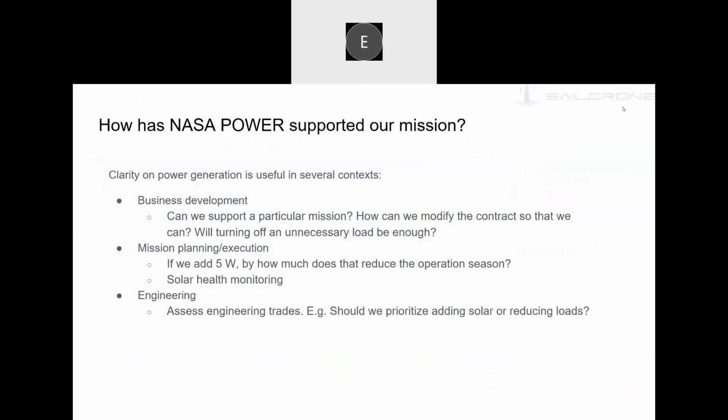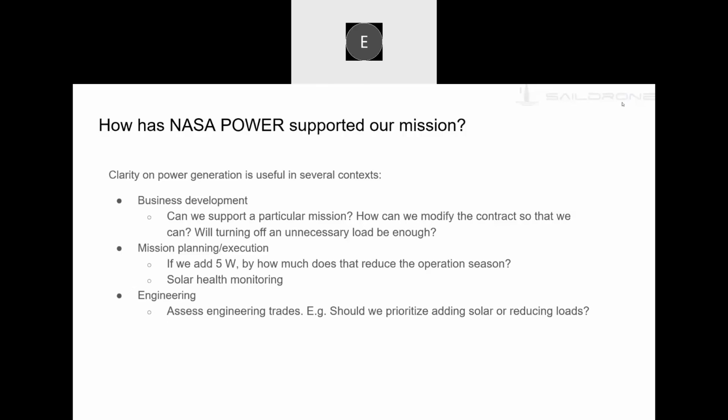NASA POWER has been critical to building this tool. Clarity on power generation is useful in several contexts. Often during business development, we ask ourselves, can we support this particular mission, in this part of the world at this time of year with this sensor set? And if not, then how can we modify the contract so that we can? Or will turning off an unnecessary load be enough to succeed at the mission? And then once we get to mission planning, sometimes we have questions like, if we add 5 watts, how much does that change our operating season? And we can answer those questions now.